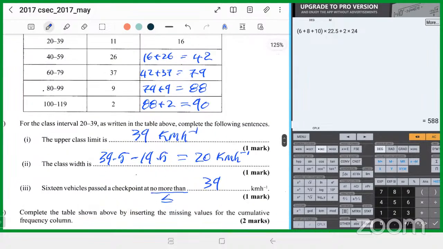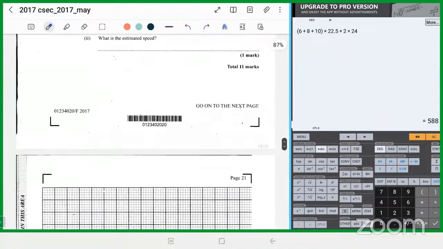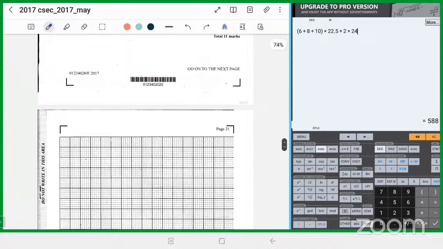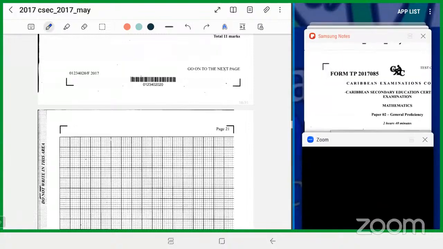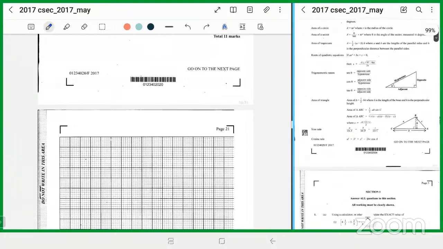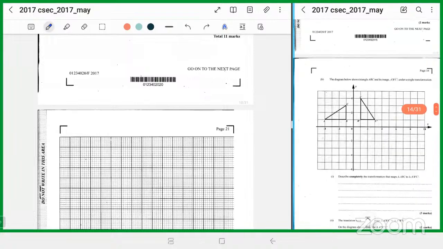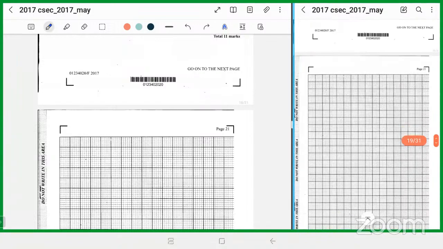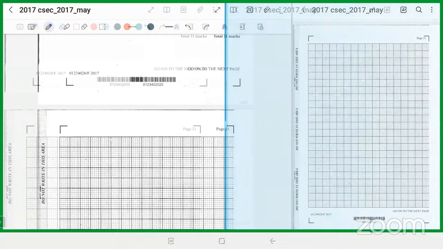And then I want us to draw a graph. All right, and it must use 2 centimeters to 20 kilometers per hour on the x-axis and 2 centimeters to 10 vehicles. And we have to use this graph under here. But I have another one on the screen here. Let me bring it up, so we can be looking at the table and the graph at the same time. So let me do it on this one over here. All right, so we're going to have to scale up the graph. Let's look smaller and draw the graph on the right side of the screen.